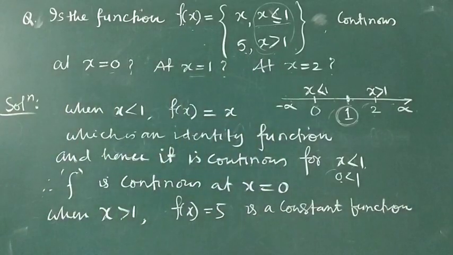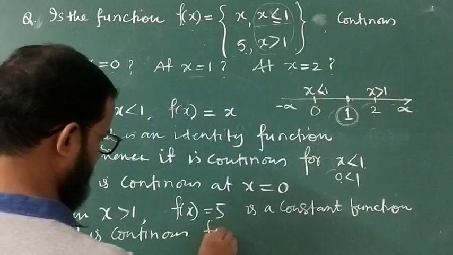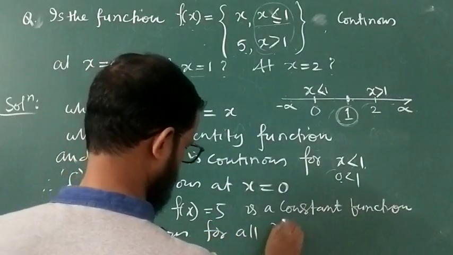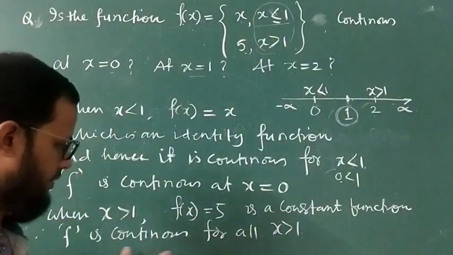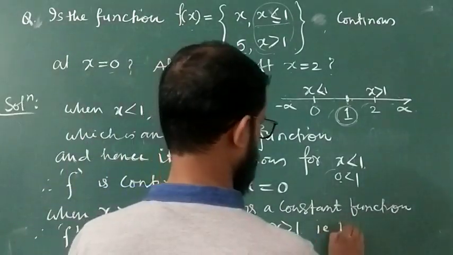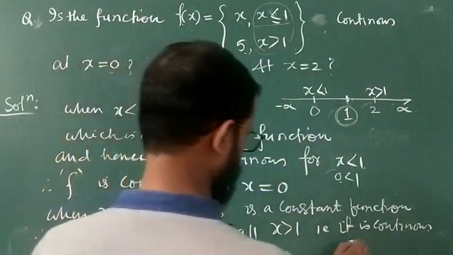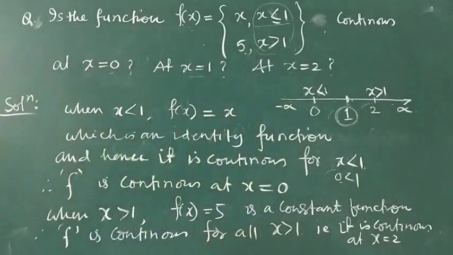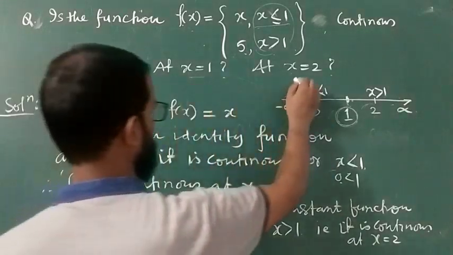Okay, and therefore f(x) is equal to 5, a constant function, and therefore f is continuous for all x greater than what? 1. Constant functions are always continuous, and therefore the function f is continuous for all x greater than 1. For all x greater than 1 means what? That is, it is continuous at x is equal to what? 2. We can write this.